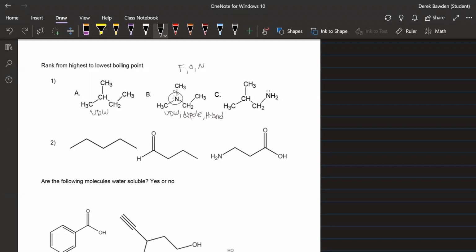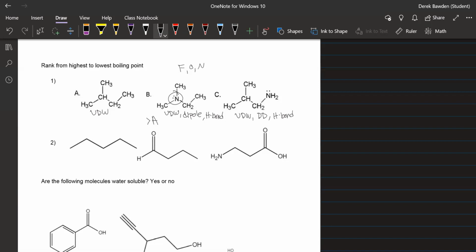All right. So let's talk about C. Again, we have van der Waals. We have dipole-dipole. And is there hydrogen bonding here? Yes. Right, H bond. All right. So we know our weakest is going to be A. We want it highest to lowest, so we're going to have A on that right side. Okay. Now it's a little tricky, but he might test you on this.